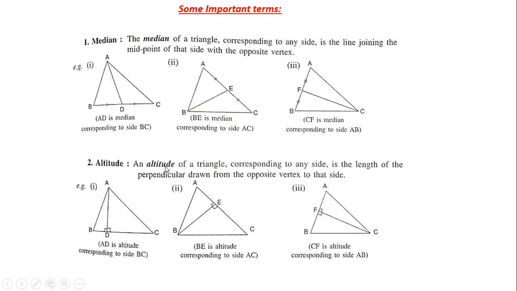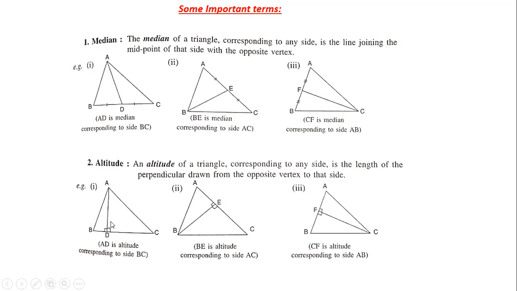But what is altitude? Altitude of a triangle corresponding to any side. Corresponding to this side BC, D is the point where this altitude AD is there. An altitude of a triangle corresponding to any side is the length of the perpendicular. See, this AD makes an angle of 90 degrees at point D. So this is a perpendicular.